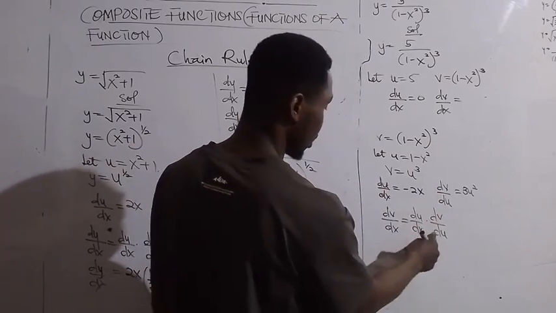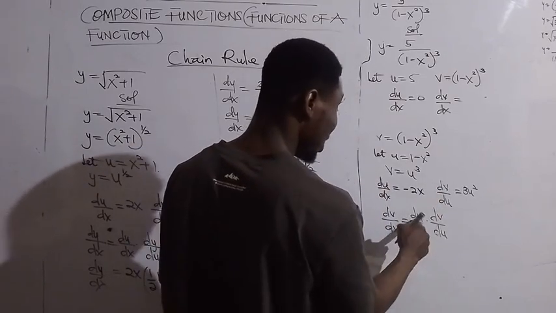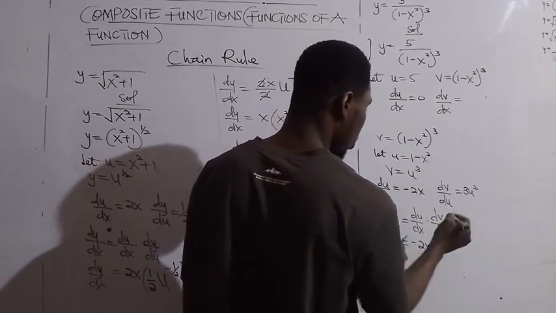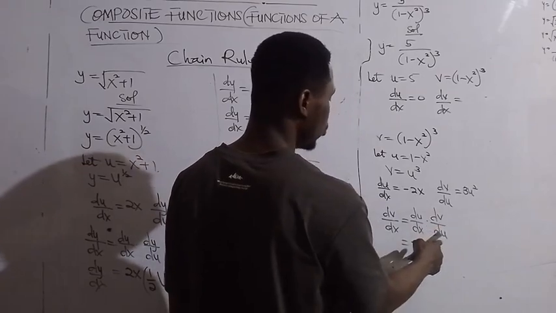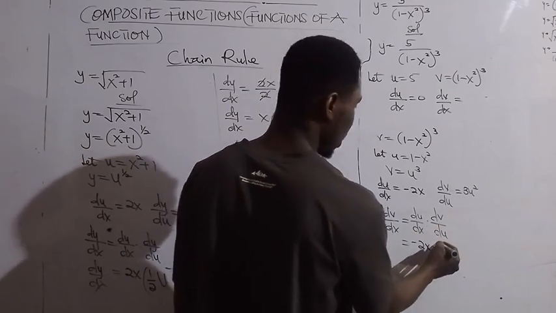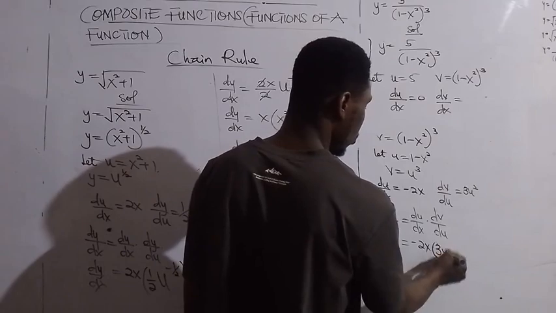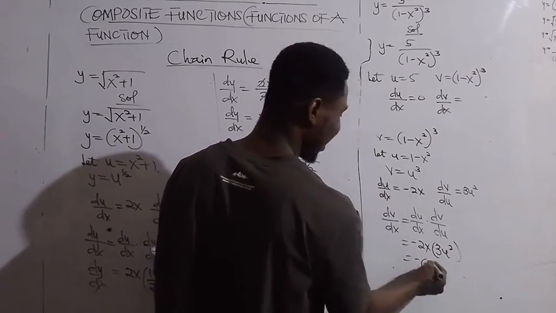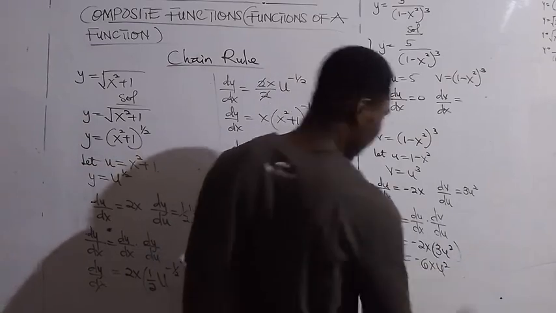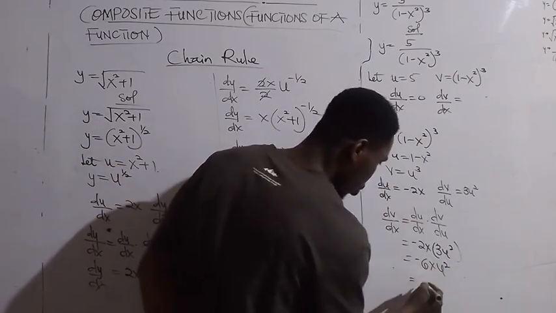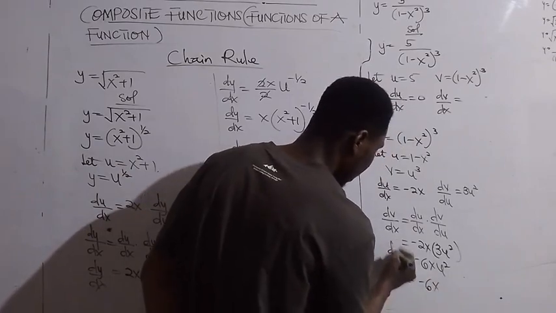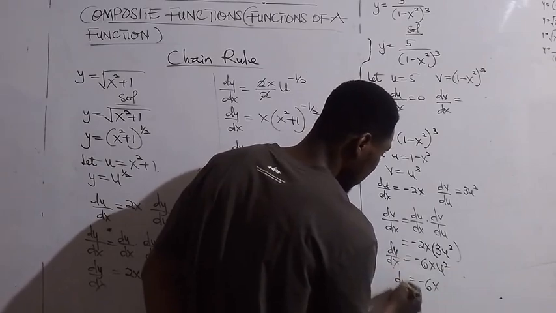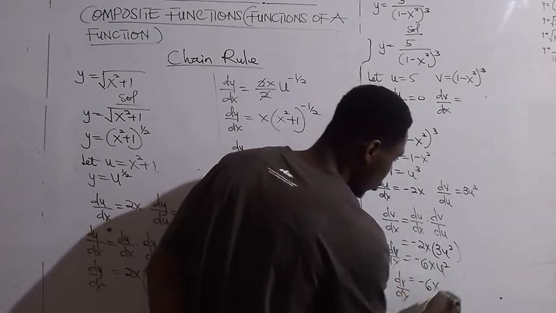So this and this will cancel, so we'll move back. So du over dx is this, negative 2x. Multiplying dv over du. dv over du is what? 3u squared. You do the computation very well, you see you have negative 6x u squared. Have you got to the point? So when you continue, you have negative 6x, our dv over du. Sorry, dv over dx.